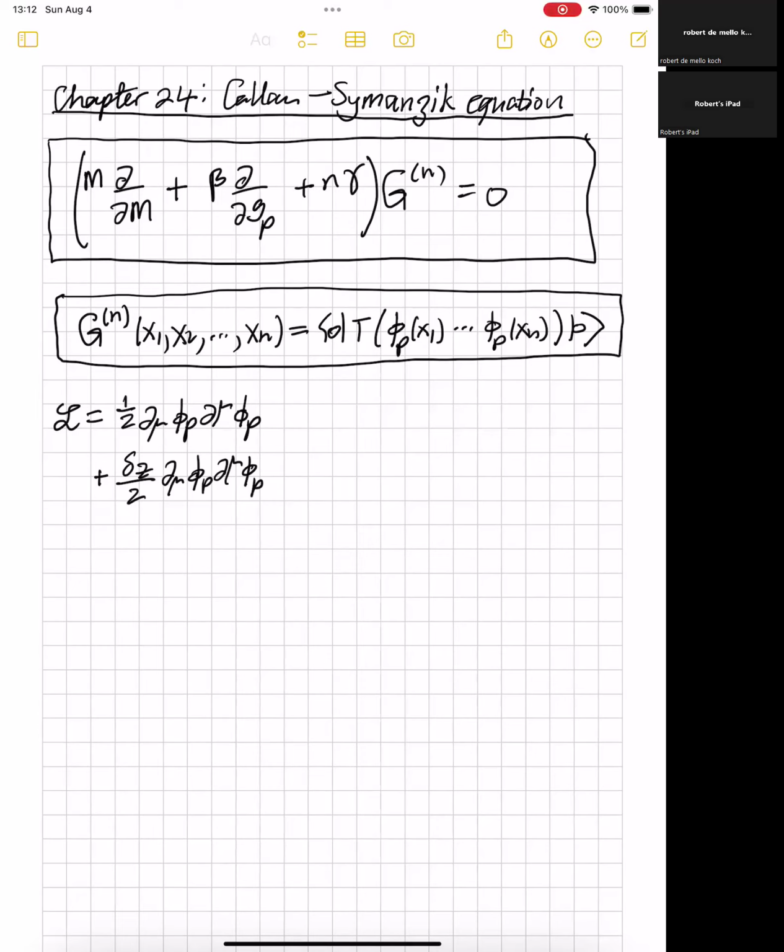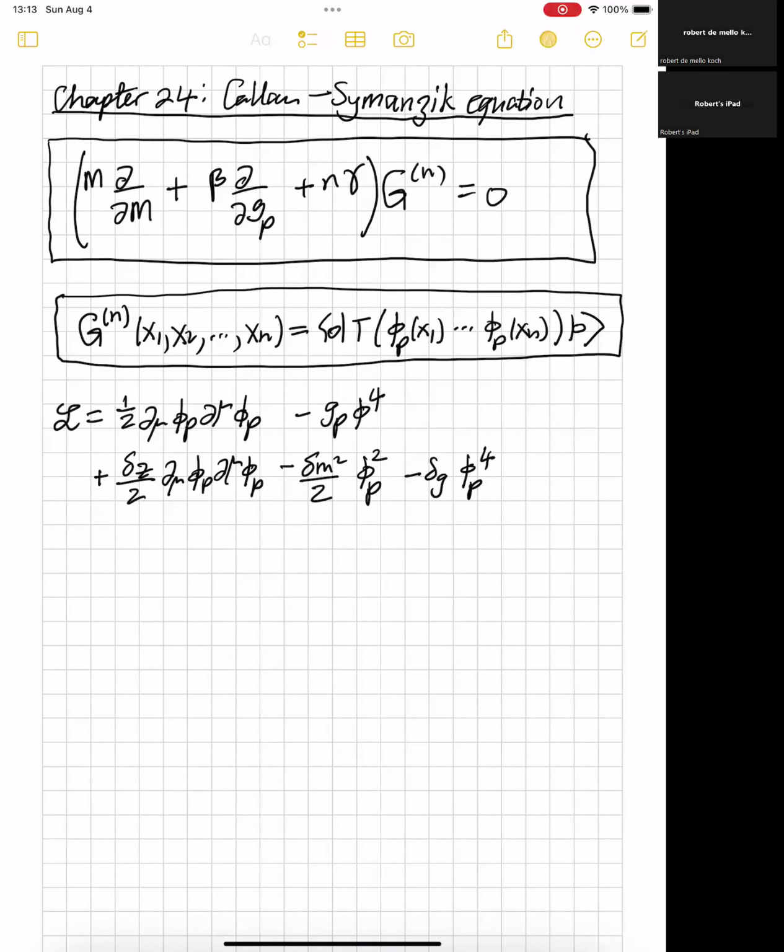We should add a counter term for every operator that is relevant or marginal and consistent with the symmetries of the theory. So even though we have no mass term, we will still have a mass counter term, delta m squared over 2 phi_p squared. And then we have the interaction. So the interaction in this case is minus the physical coupling times phi to the 4, and we will have a corresponding counter term minus delta g phi_p to the 4.